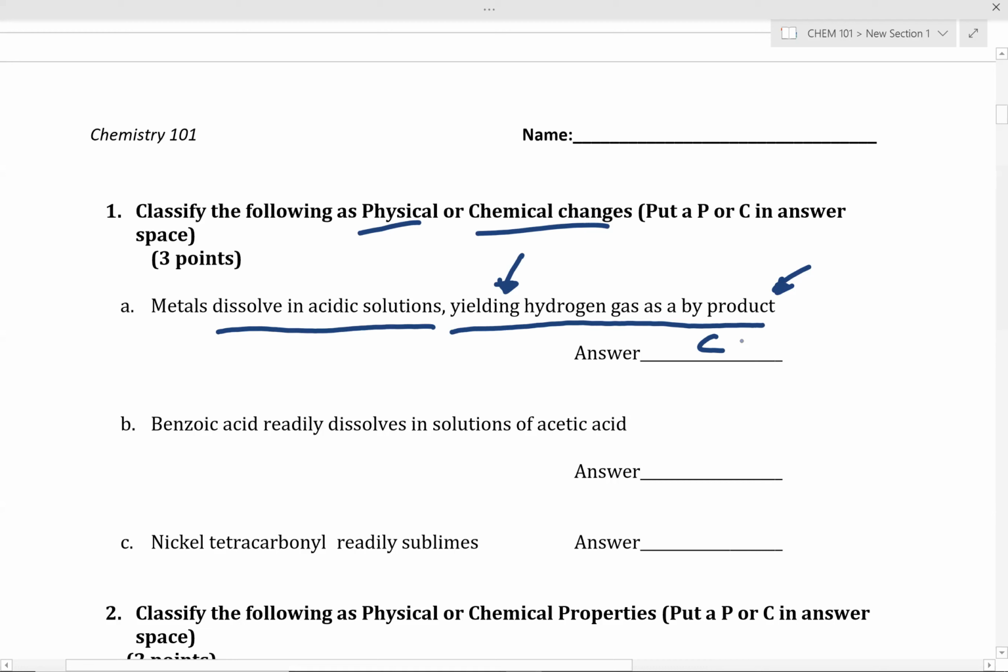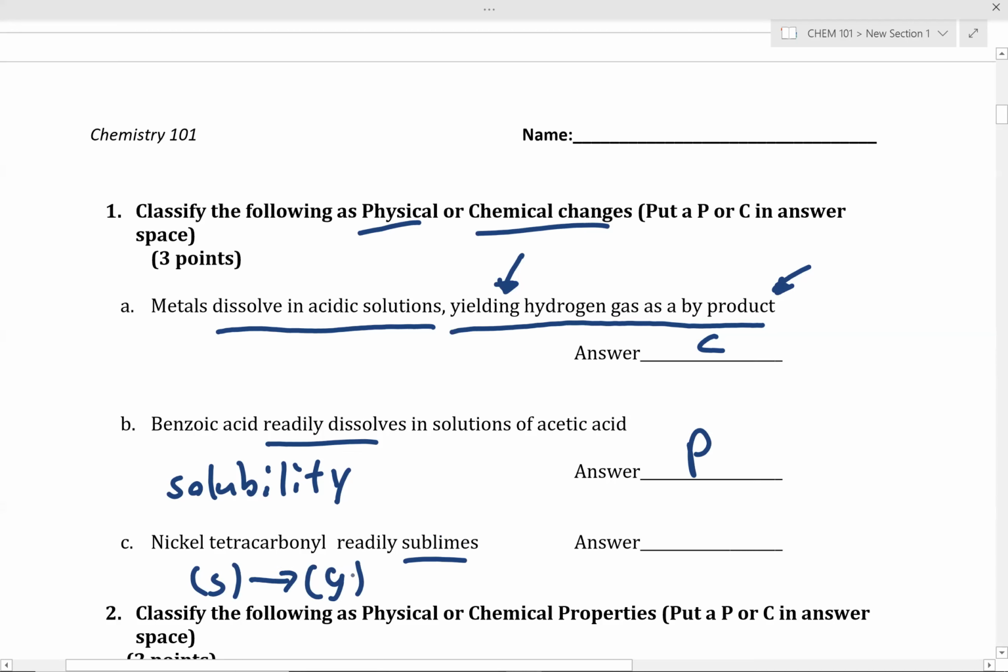Benzoic acid readily dissolves in solutions of acetic acid. The keyword dissolves, solubility, is that a physical or chemical property? Physical. When things dissolve, it's a physical change, and solubility is a physical property. Nickel tetracarbonyl readily sublimes. Subliming is going from the solid state to the gaseous state. So phase changes, are those physical or chemical changes? Physical. Yep. Perfect. Any questions on this set?